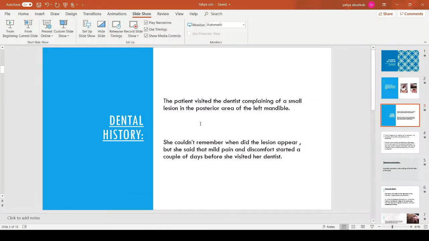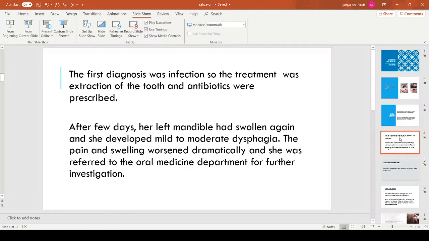Regarding dental history, the patient visited the dentist complaining of a small lesion in the posterior area of the left mandible. However, she could not remember when the lesion appeared, but she said that mild pain and discomfort started a couple of days before she visited her dentist. Regarding the diagnosis, the first diagnosis was infection, so the treatment was extraction as well as antibiotics.